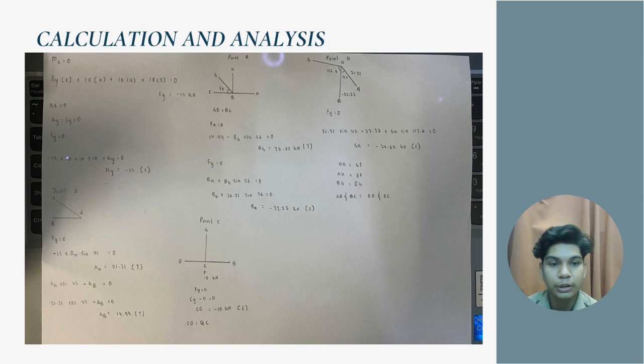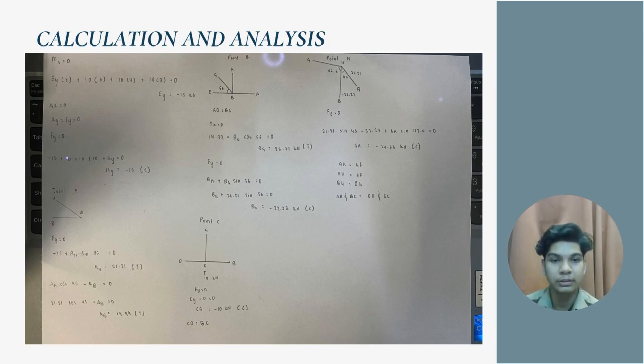So, in order to find GH, we will use the formula of sum of y, which is Fy equals 0. Then we insert every amount of force that we found and make GH our unknown. After that, we will find the amount of GH. As you can see, every negative amount that we get, we label as compression, and every positive amount that we get, we label as tension.